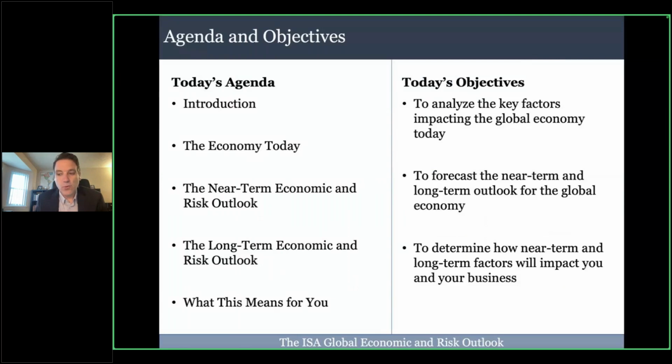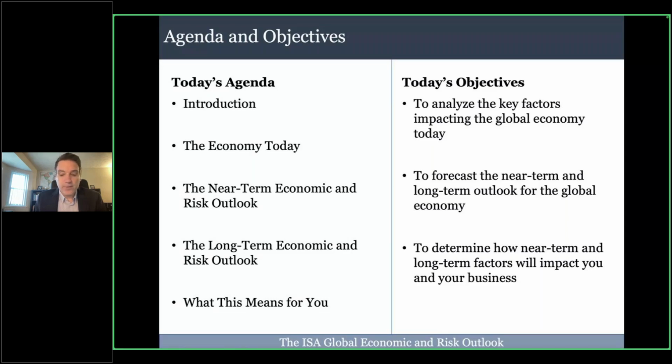So what's going on in the world right now here in 2024, where we've come from over the last couple of years, because obviously we've come from a period of economic uncertainty, political uncertainty. We'll be talking about the near-term outlook for this year and the next couple of years, and then we'll be talking about some long-term economic and risk factors that you need to be aware of. All through the course of this presentation, we're going to be talking about what this means for you, for your company, for your industry, so that you have a better understanding of how these global and domestic issues are going to be impacting your business both now and in the years going forward.